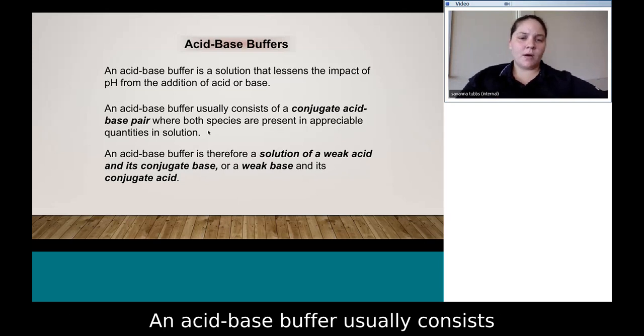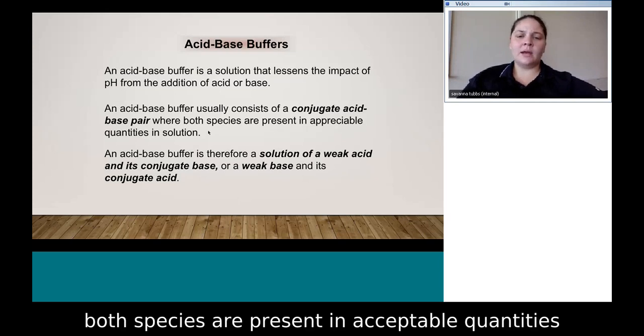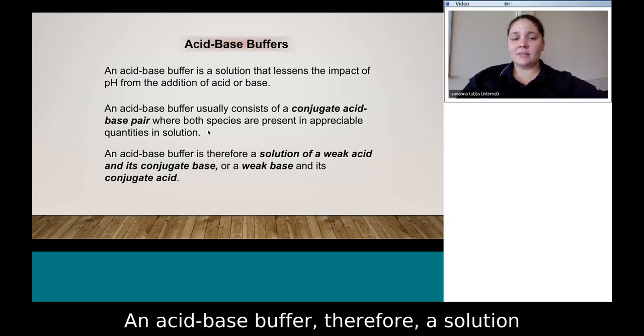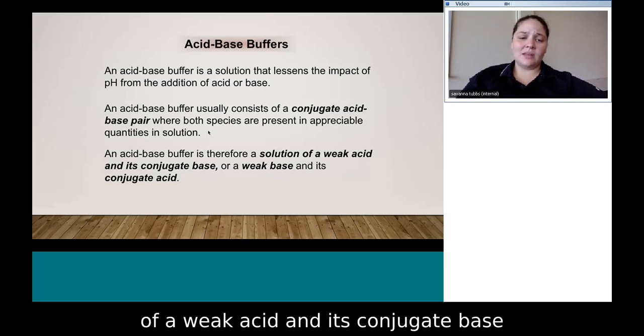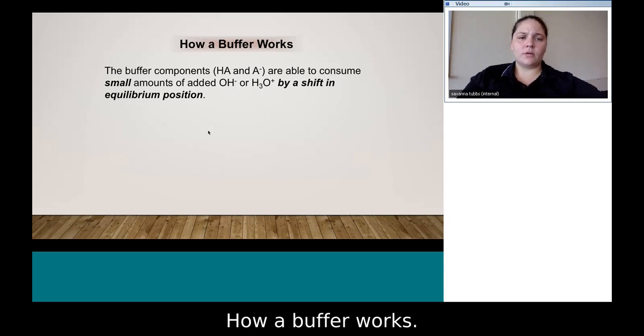An acid-base buffer usually consists of a conjugate acid-base pair, where both species are present in acceptable quantities in solution. An acid-base buffer, therefore, is a solution of a weak acid and its conjugate base, or a base and its conjugate acid. How a buffer works.